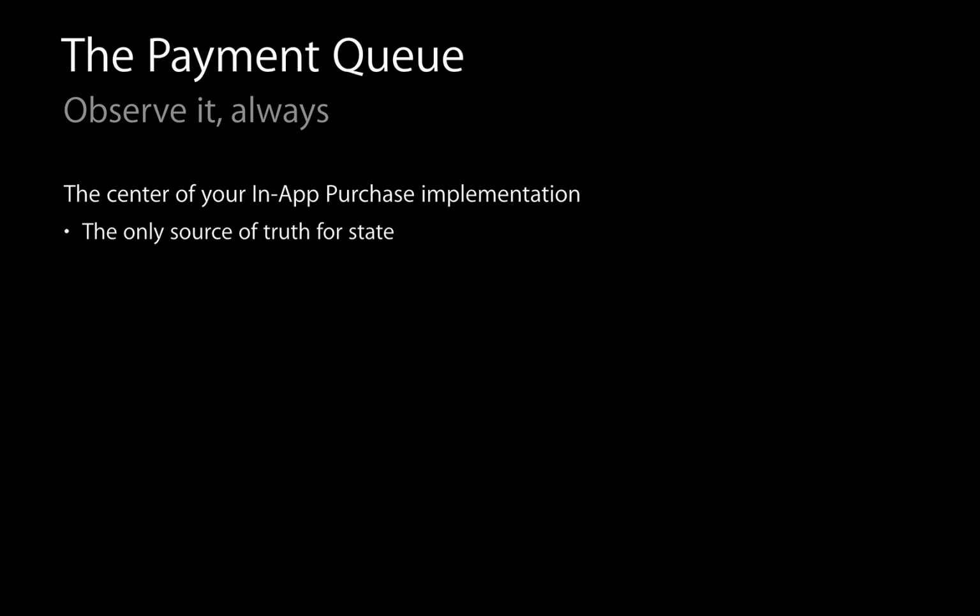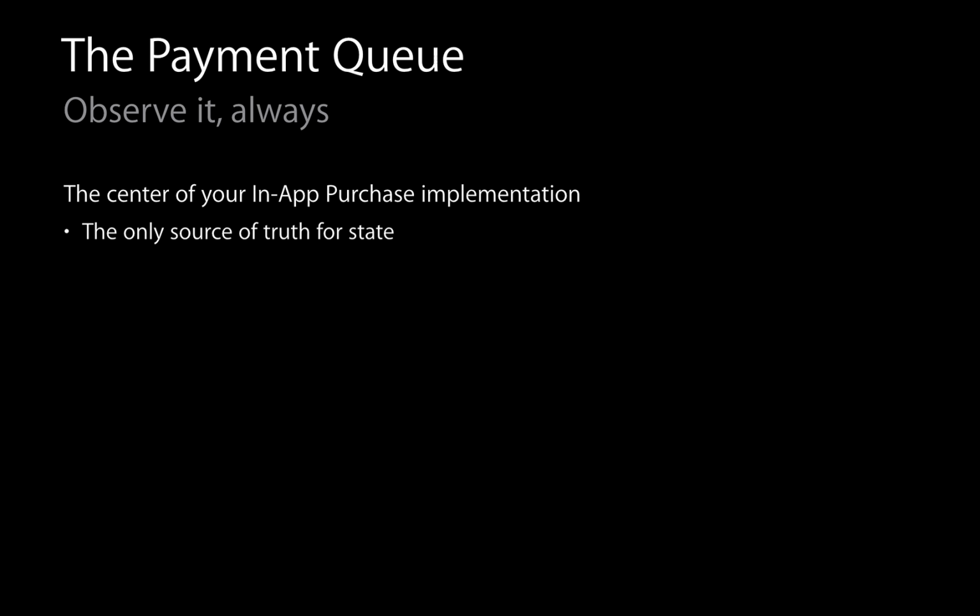StoreKit revolves around and is centered around a payment queue. And the most important thing you've got to do with that payment queue is observe it always. The payment queue is where you will get all information about how a transaction is progressing, whether it was purchased or failed, whether it's in progress, whether it's deferred. You'll also get information about restored transactions, etc. It should be the center of your in-app purchase implementation. And it's the only source of truth for state about transactions as they occur.